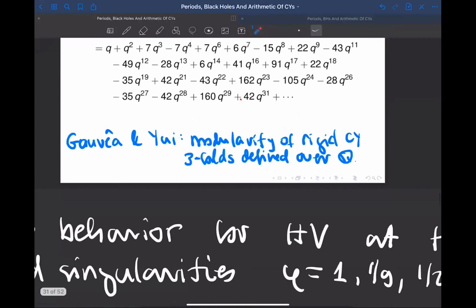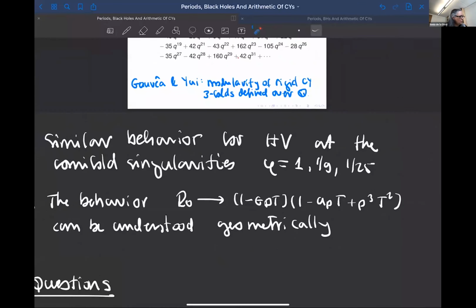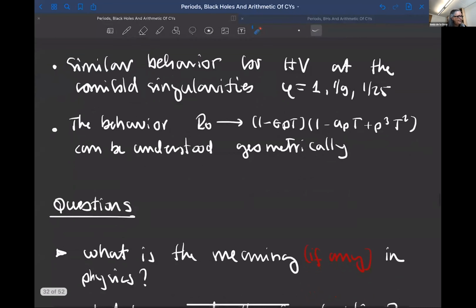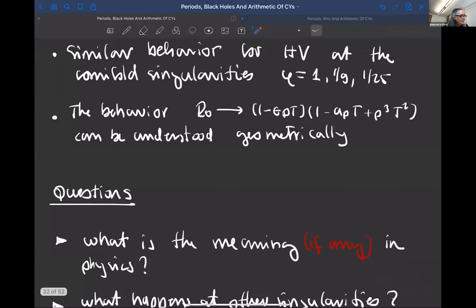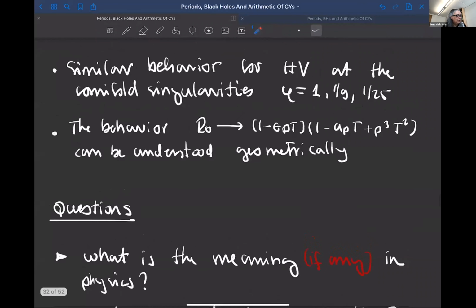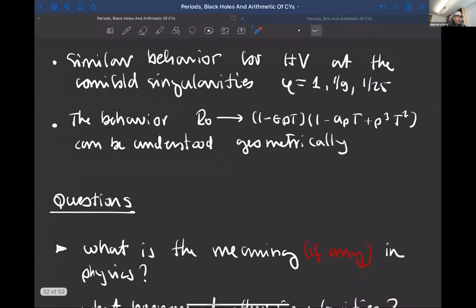Thank you. So a similar behavior appears for the Hulek-Verrill manifold at the conical singularities, and this has already been pointed out by Hulek and Verrill themselves in their papers. So this modular behavior at conical singularities seems to be generic, not just associated to rigid Calabi-Yau manifolds. There is something else: this behavior can be understood geometrically.